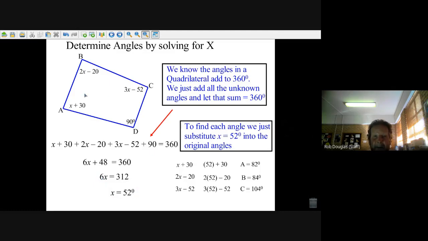Then you go back to your original angles that we don't know. We know what D is, 90 degrees. But A, B, and C, you go x plus 30. Well, x is 52, so it's 52 plus 30. It must be 82 degrees for A. We substitute that 52 in for x. 2 times 52 minus 20 is 84 degrees. 3 times 52 minus 52, that's 104 degrees.